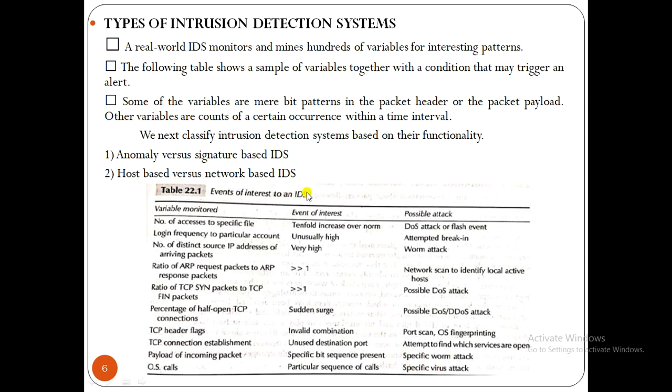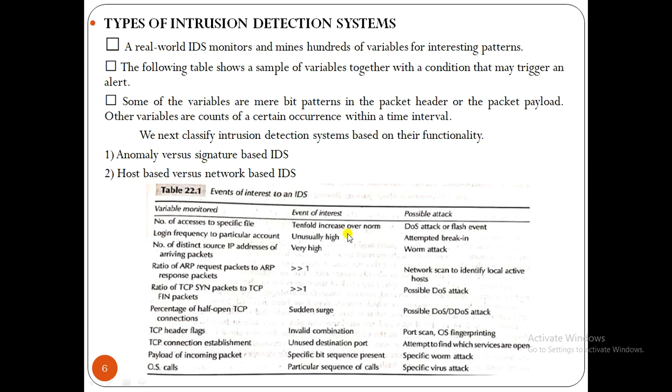So now the main thing is to identify the events of interest. That is what the table shows: samples of variables together with the condition that may trigger an alert. The alert can be raised based on these events of interest with their values. Some of the variables are bit patterns, which can be represented in a pattern manner, while other variables depend on the counts of a certain occurrence with respect to time intervals.